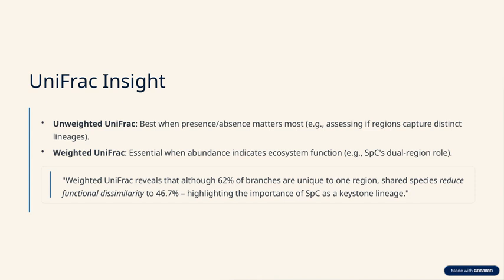meaning many lineages are region-specific, the shared species actually reduce the overall functional dissimilarity to about 46.7%. This suggests that despite many unique lineages, the shared species play a key role in maintaining functional similarity across regions. And that highlights the importance of SBC as a keystone lineage. It's not just about the number of shared species, but about their critical role in connecting and maintaining ecosystem functions across different areas.